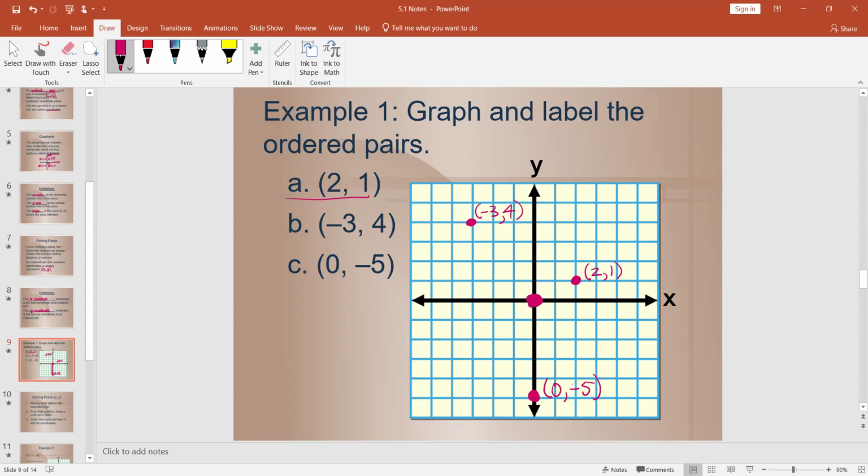So you'll notice if your x is 0, then your point is going to fall on the y-axis. We'll see it in another example. But if the y is 0, then it falls on the x-axis because it's not going to move up or down from that x-axis. So we'll get to that in a second.